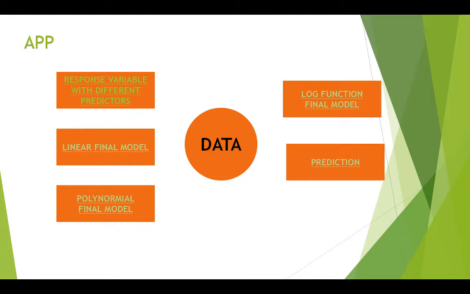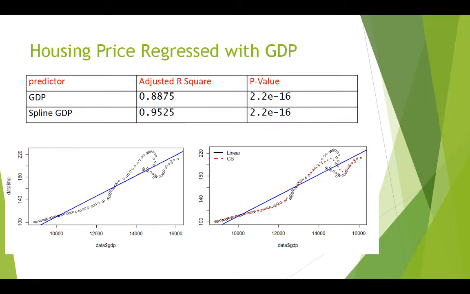This is the interface of our app. The customers can put data in with the middle circle button, and we will give the result of the relationship between the response variable and each different predictor. We also provide 3 models, which are the linear model, polynomial model, and log function model, for customers to choose. If the customer has specific values for the predictors, we can also do prediction for the house price index.